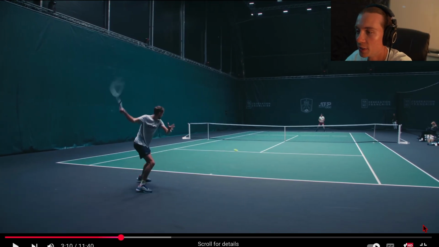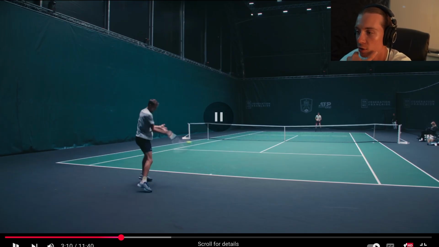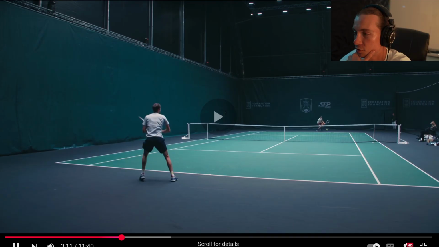It's crazy how big of a take back Medvedev has. If you look at his stroke, it looks more like a WTA stroke almost.